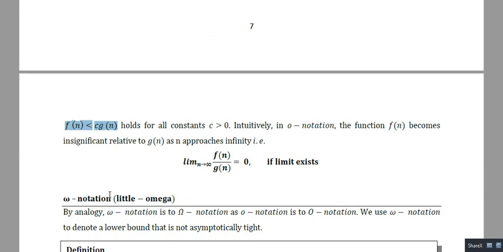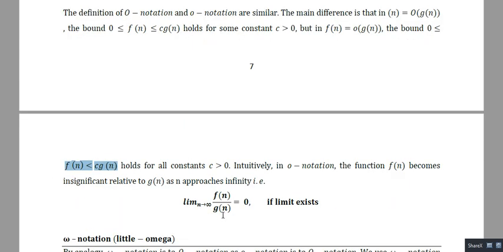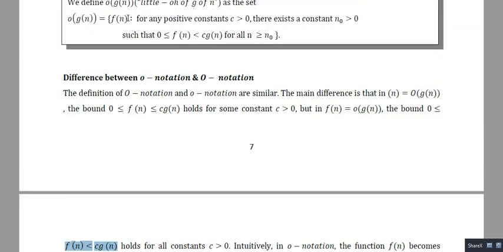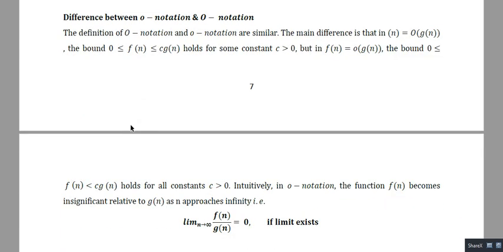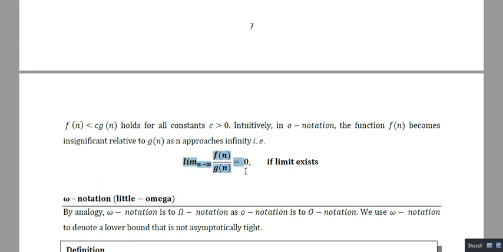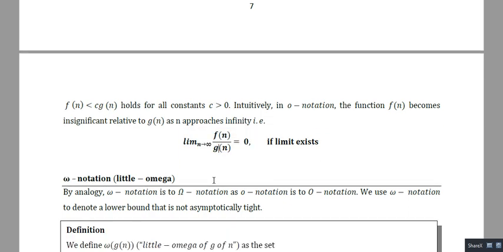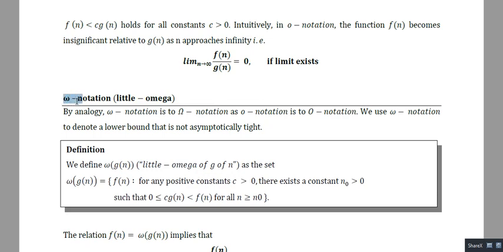One more interesting thing we can find here: if f(n) is little o of g(n), then the limit as n tends to infinity of f(n) by g(n) is always 0. And if this condition happens to be true, then we can always say that f(n) is little o of g(n).